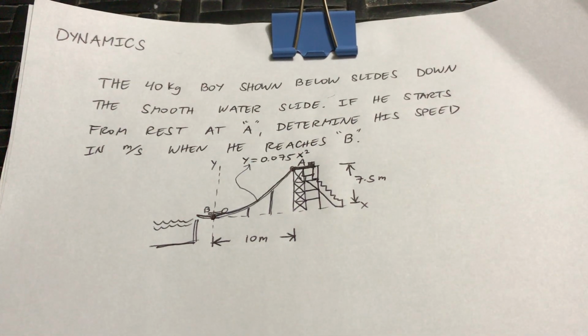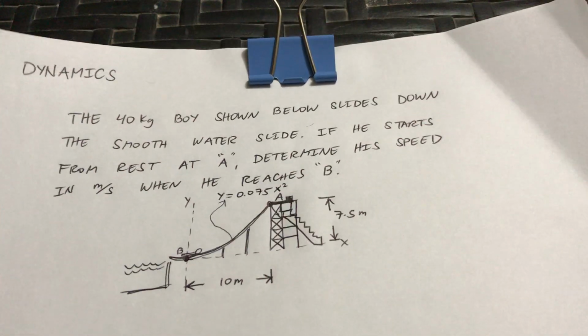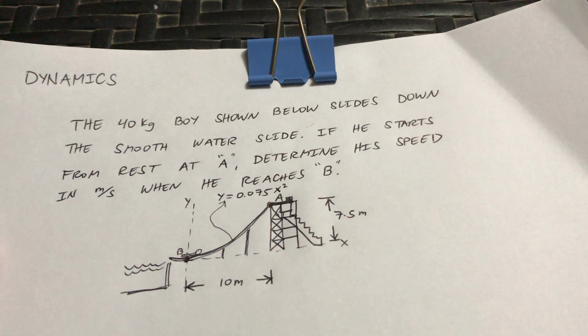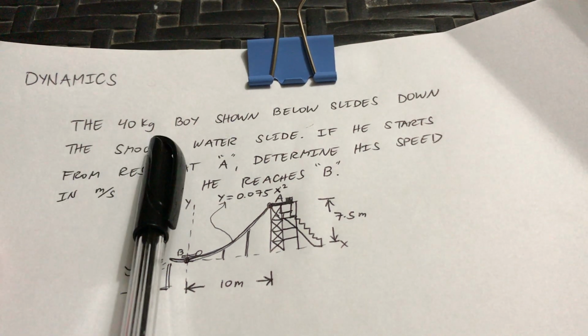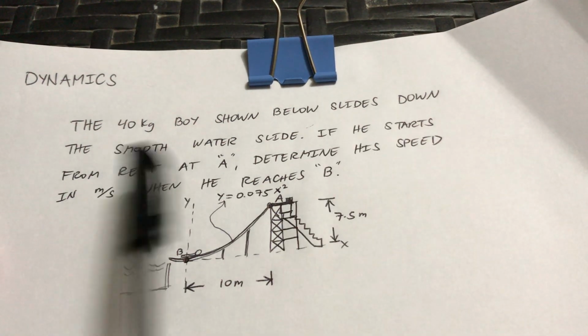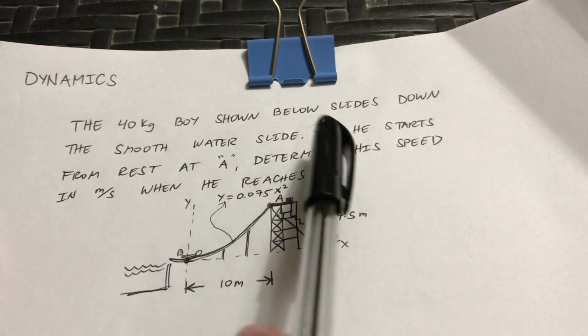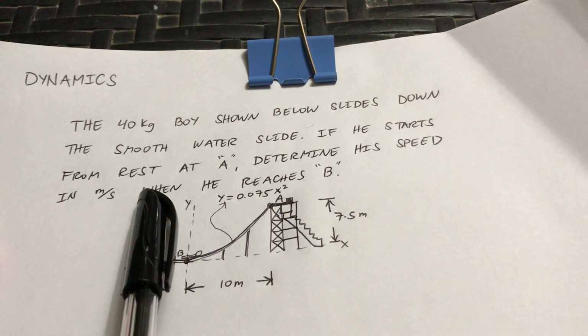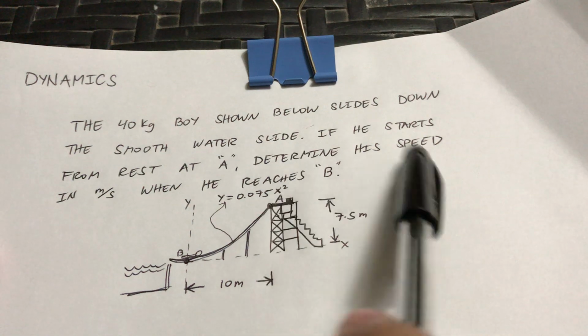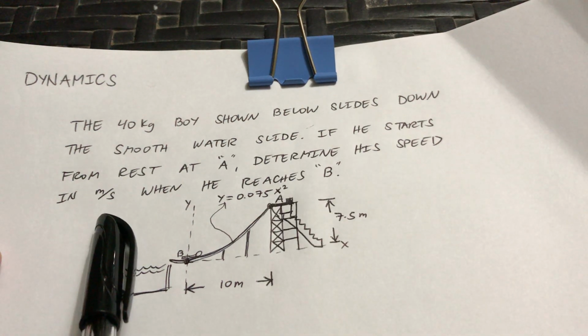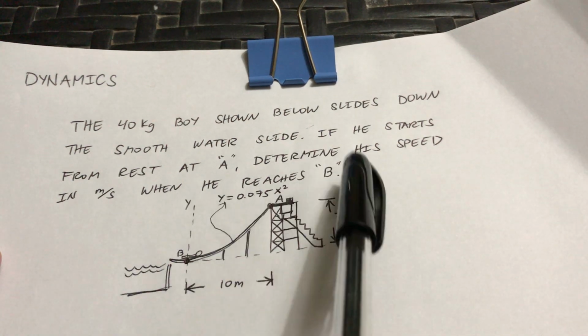Hello everyone, in this video, this is the problem that we will try and solve. The 40 kilogram boy shown below slides down the smooth water slide. If he starts from rest at A, determine his speed in meters per second when he reaches B.